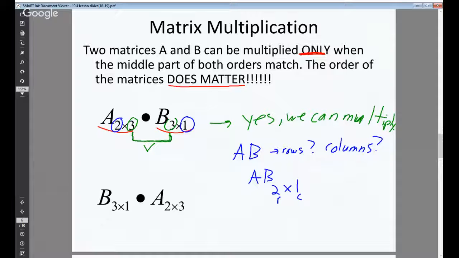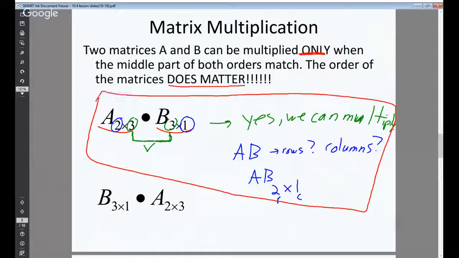So please keep a mental note of this example, that you can only multiply two matrices when their inner dimensions match. And when you multiply, your final answer will have these many rows and these many columns.